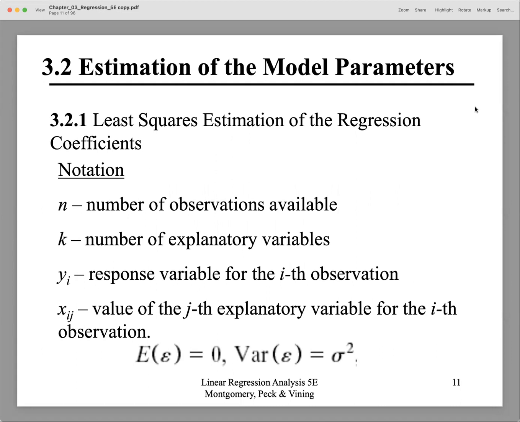We'll let y sub i represent the response variable for the ith observation or the ith subject. And we'll let x sub ij denote the value of the jth explanatory variable for the ith observation. Now, associated with the regression model is an error term, epsilon. And for the ith observation, we would have an error term denoted by epsilon sub i. The assumptions that go along with the error terms are that they have an expected value or mean of 0, and that their variance is the same for all observations, and that common variance is sigma squared.